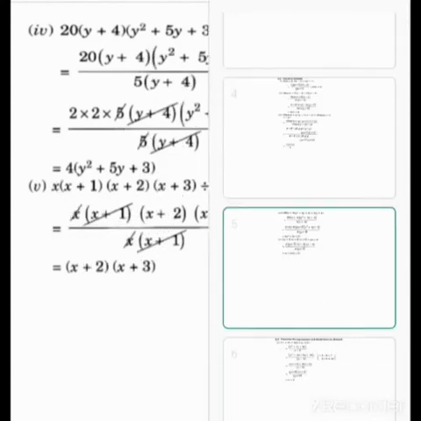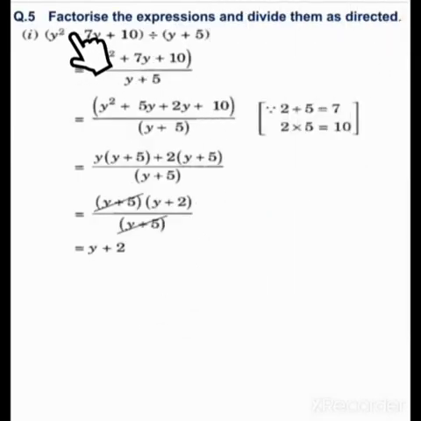Now come to the question number 5. In 5, factorize the expression and divide them as directed. Now students, here expression is given, so first of all you have to split it and then cut it. y square plus 7y plus 10. So you have to split this expression, that is y square plus 5y plus 2y plus 10. Because the first term is a perfect square but the last term is not a perfect square. So this is of the form (x plus a) and (x plus b). So you have to split the 10 and 7. So 10 is 2 5s are 10 and 2 plus 5 is 7.